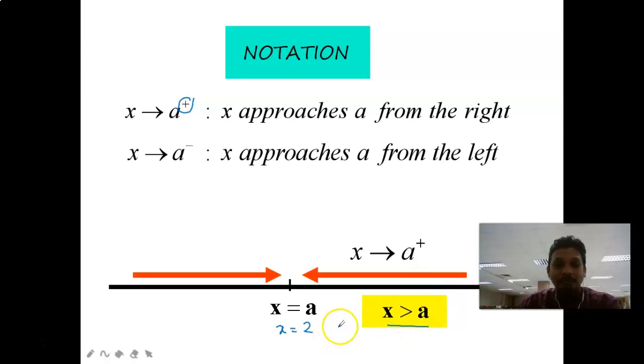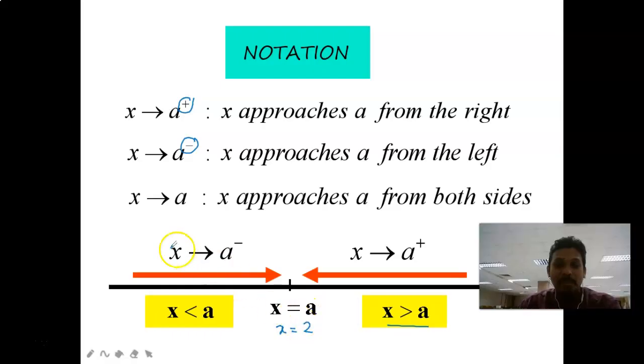And also, this is x approaching a from the left, and these are all the values of x which are less than a. And x approaching a from both sides, left and right, we say that x approaches a.